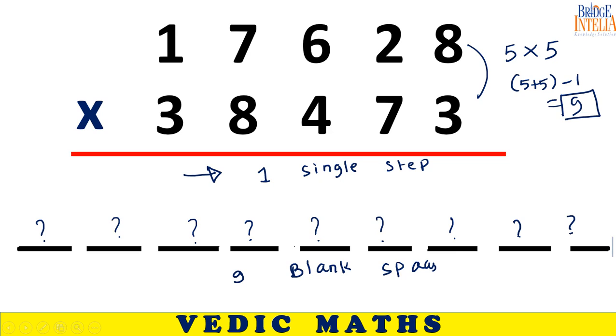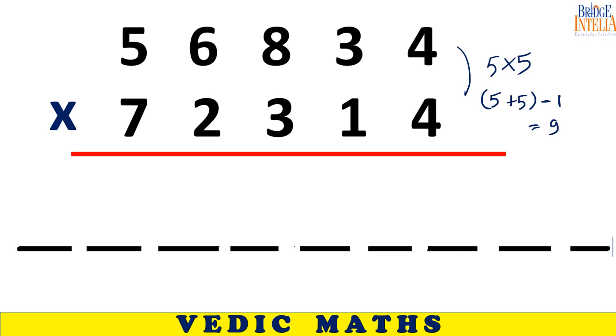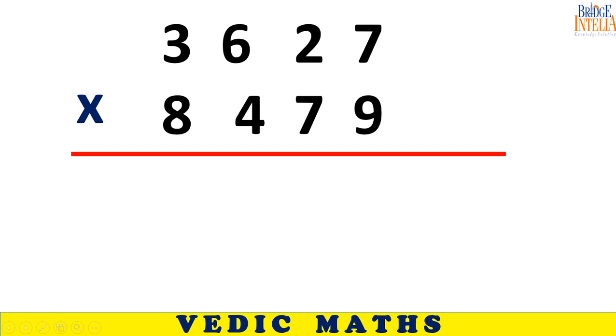So this is the trick. Again 5 into 5. How many blank spaces would we be filling? 5 plus 5, 10, minus 1, 9 blank spaces. So if you have to give the answer in one single step, you will have to fill 9 blank spaces. We will discuss how we have to fill these blank spaces.